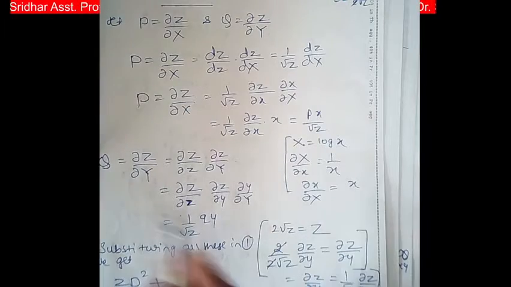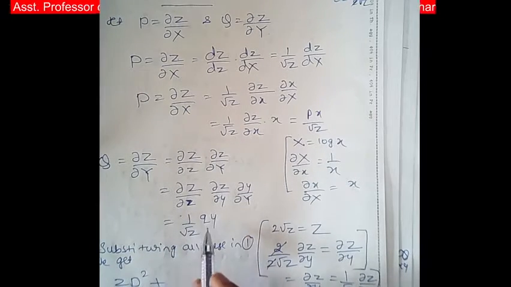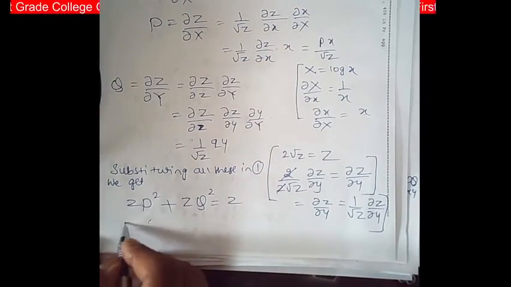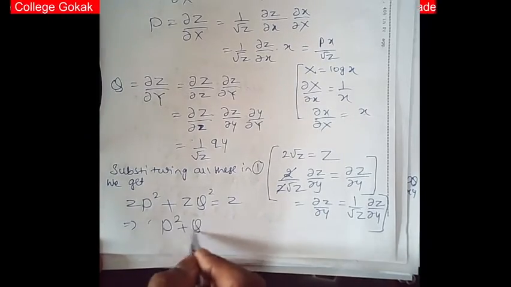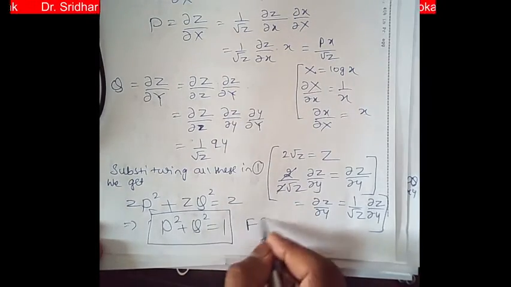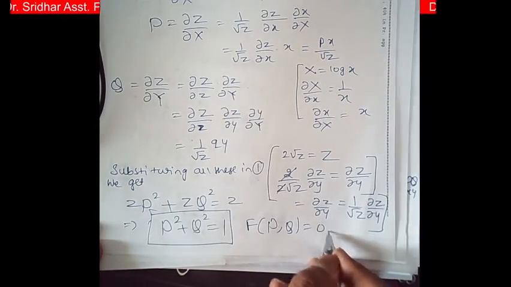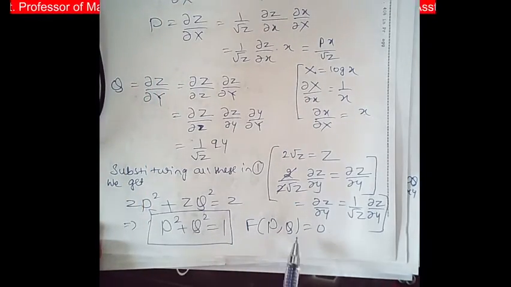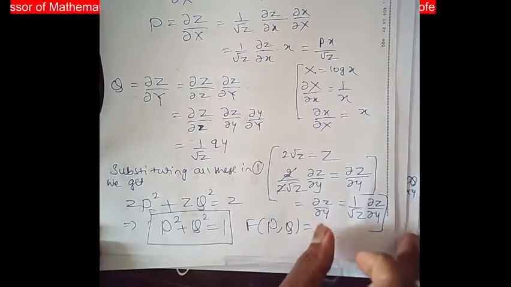Now cross multiply this here. Cross multiplying and squaring, it gives q square y square. So root z whole square is z, then q square, which is equal to z. Taking z common and cancelling it, which implies p square plus q square is equal to 1. Now this is of the form f of p q equal to 0. So now we brought the given problem in a standard form, f of p q equal to 0.